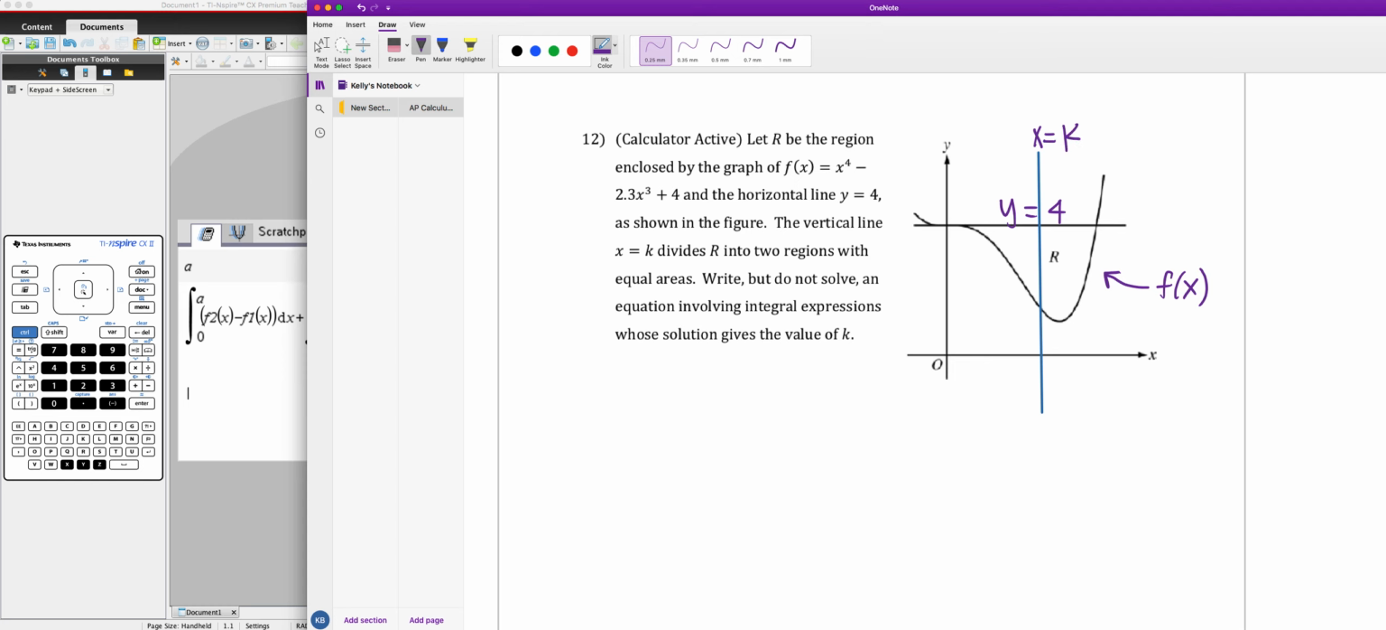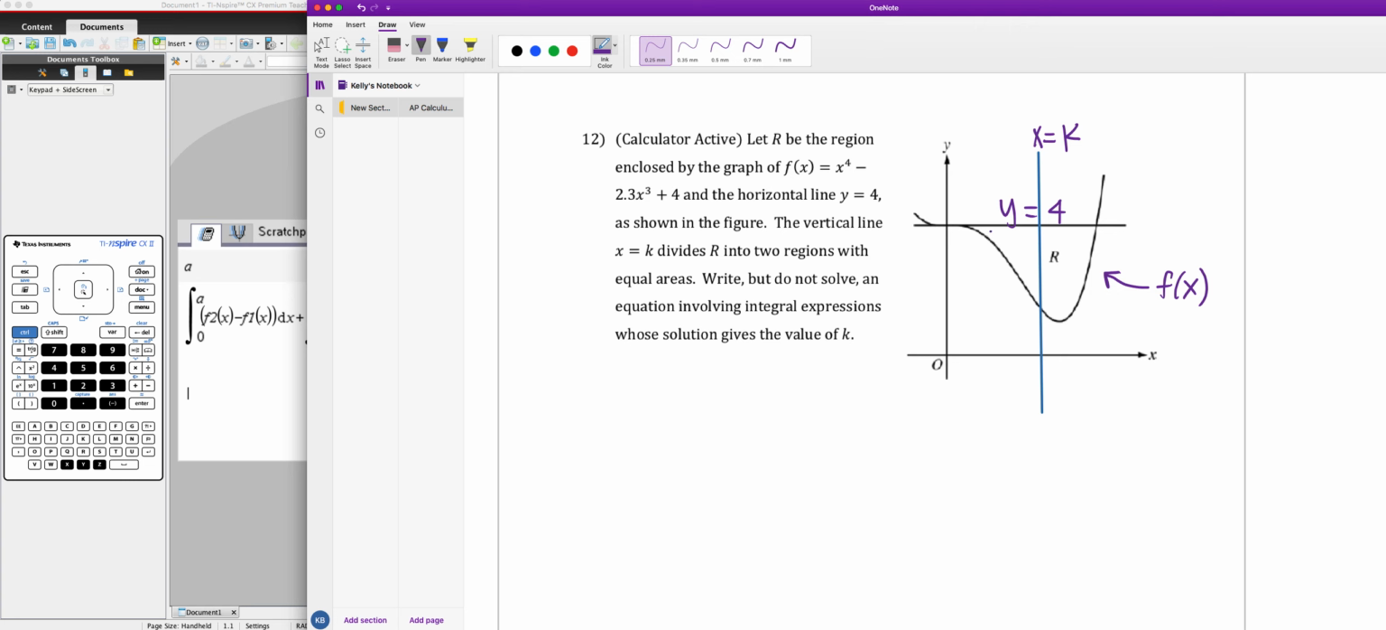So k is going to be some constant, and it says write but do not solve an equation involving integral expressions whose solution would give us the value of k. So ultimately, I want to write an equation involving an integral, or maybe more than one integral, that gives me the value for this k.